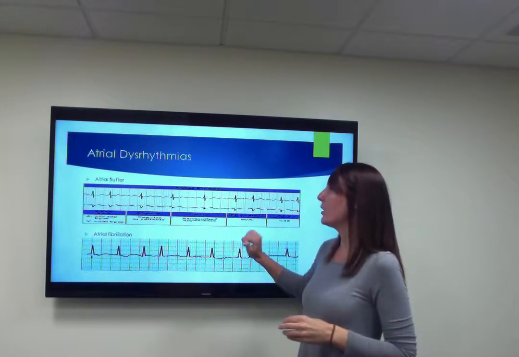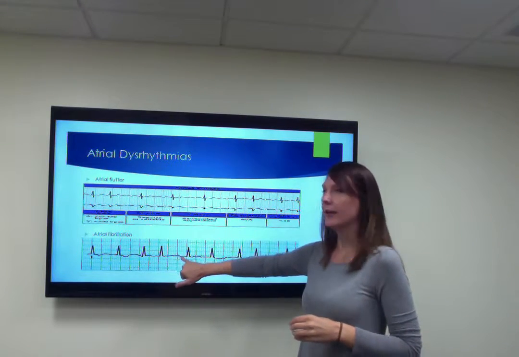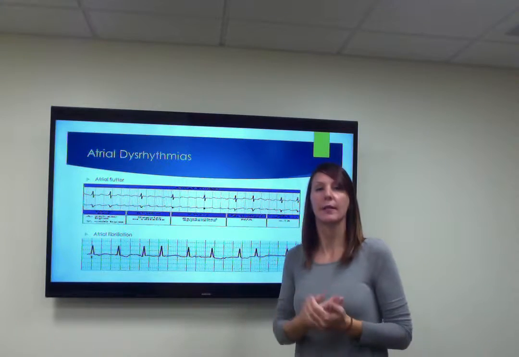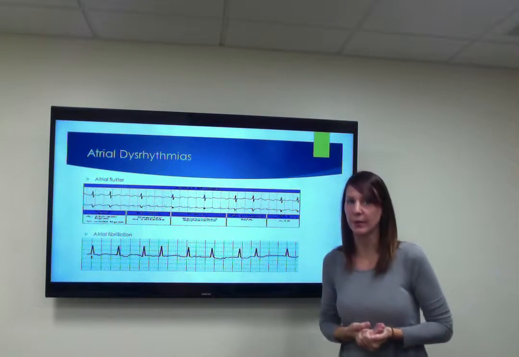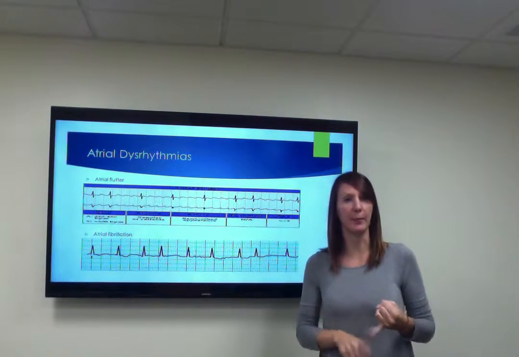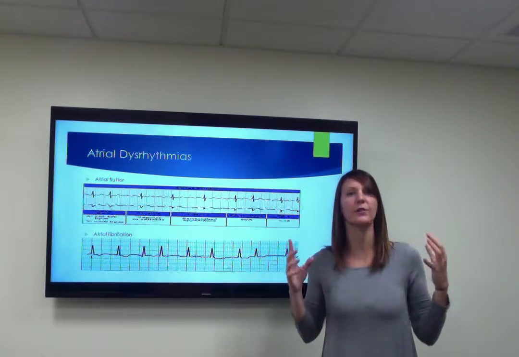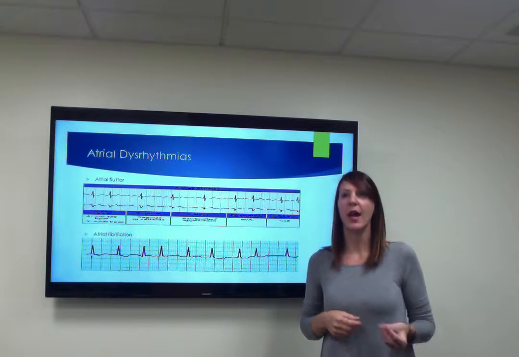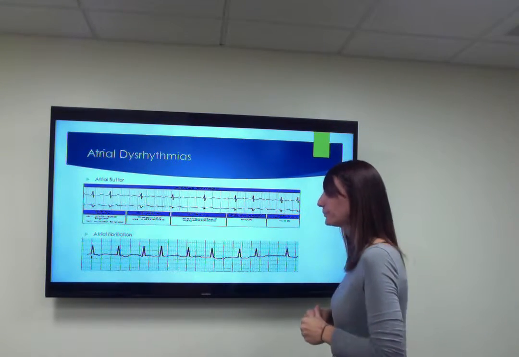So this is where your waves are irregular. Sometimes they can be flat, sometimes they're kind of nice and curved. Some patients do not have symptoms, other patients do. Symptoms, if they do have them, can include palpitations, the racing heart rate. They actually feel the beats that they're so fast, shortness of breath, and then also dizziness.